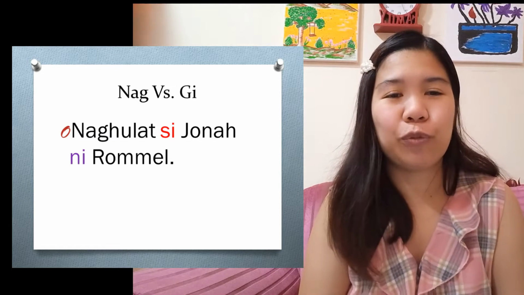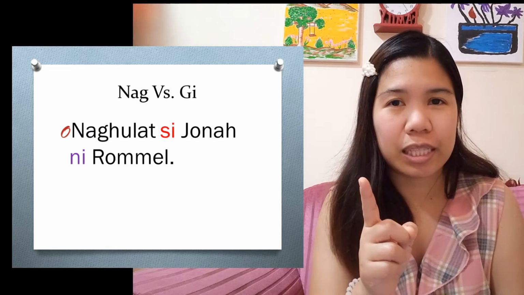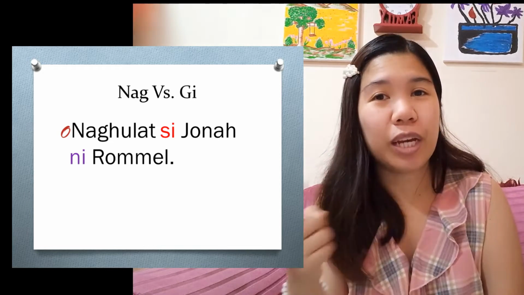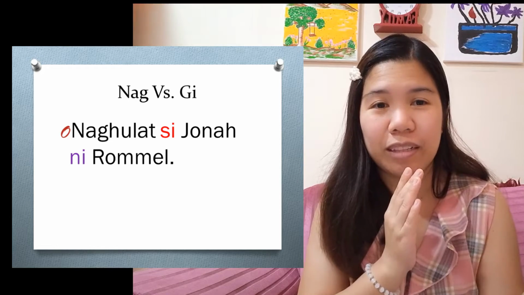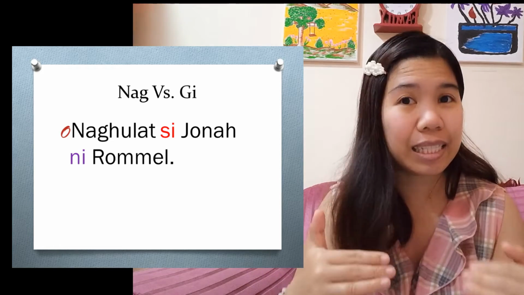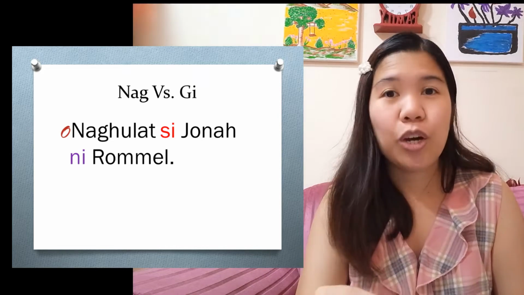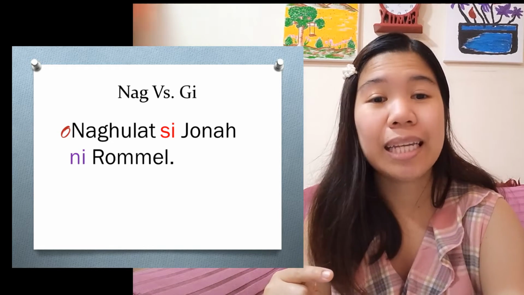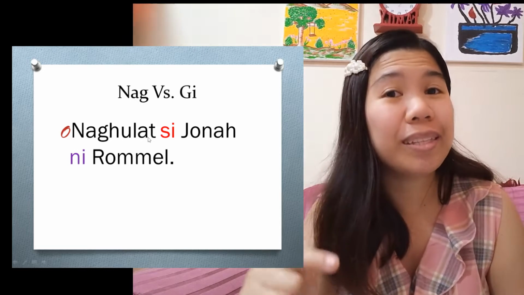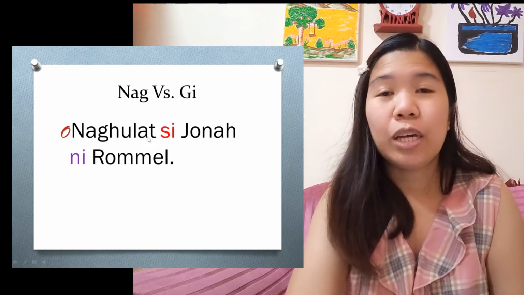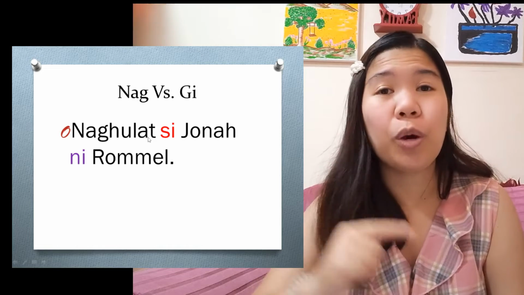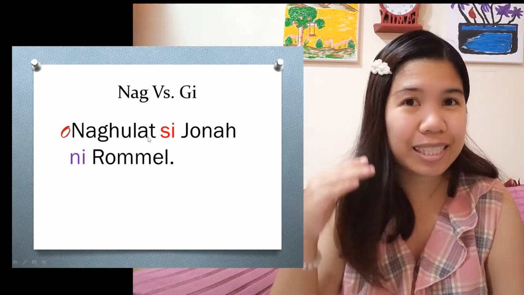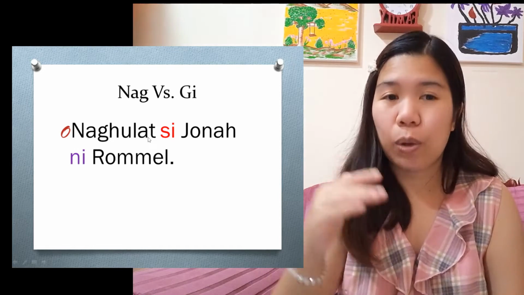Now, let me ask you first, what is the subject of this sentence? Yes, Jonah. And then the object is Romel. Okay? So, in this sentence, it's Jonah who is doing the waiting. She is doing the action, naghulat. Who waited? Jonah. Jonah waited for whom? Romel. Naghulat si Jonah ni Romel.